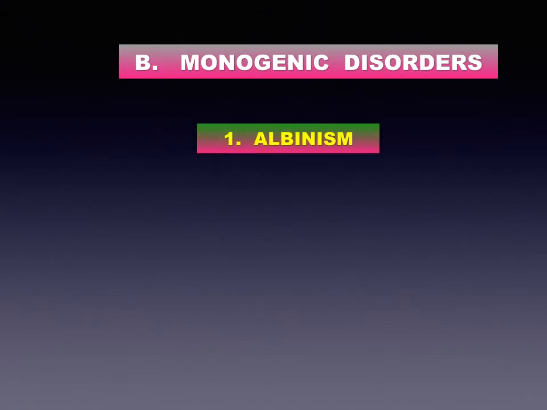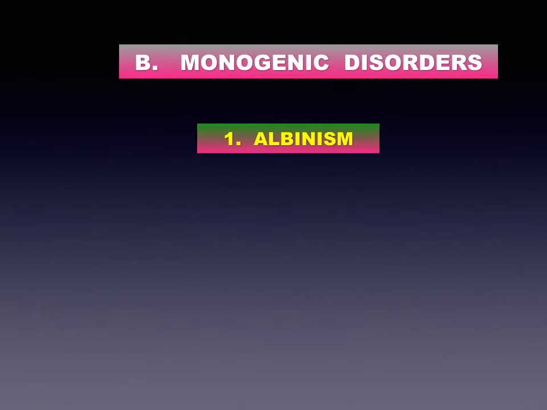It causes abnormal metabolism that may lead to death at a tender age. Examples of such disorders are Hutchinson's disease, Tay-Sachs disease, galactosemia, phenylketonuria, sickle cell anemia, cystic fibrosis, albinism, hemophilia, night blindness, etc. Now we shall see the first disorder, that is albinism. Now this is a genetic disorder.